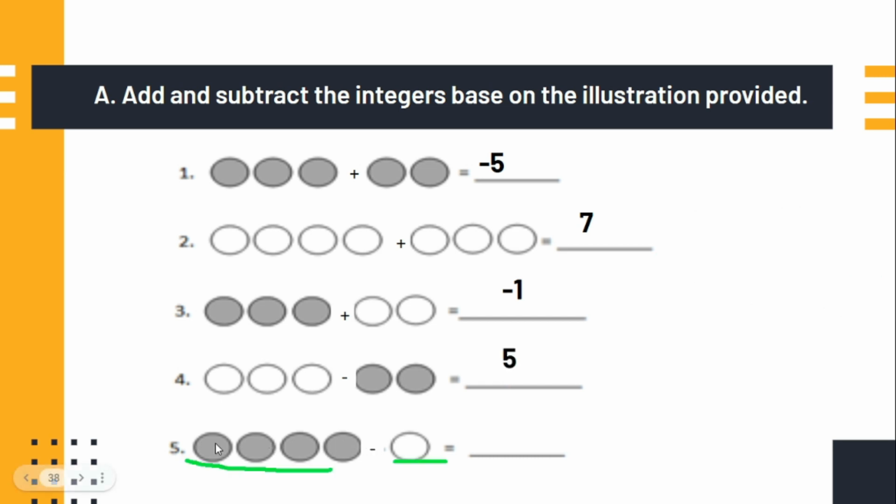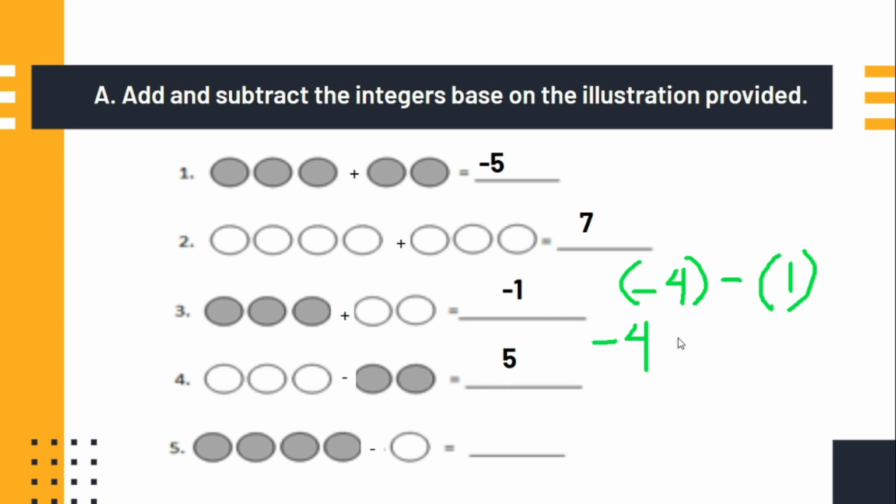Okay, last one. We have negative 4 minus positive 1. Sabi natin, just copy the first one, change the operation to addition. So, instead of minus, magiging plus. And then, itong subtrahend natin, instead of positive 1, magiging negative 1. Following the rule of our addition, negative 4 plus negative 1, parehong negative, just add them, negative 5.